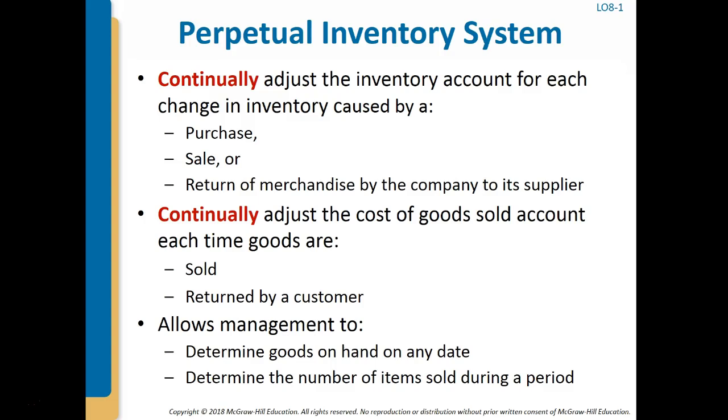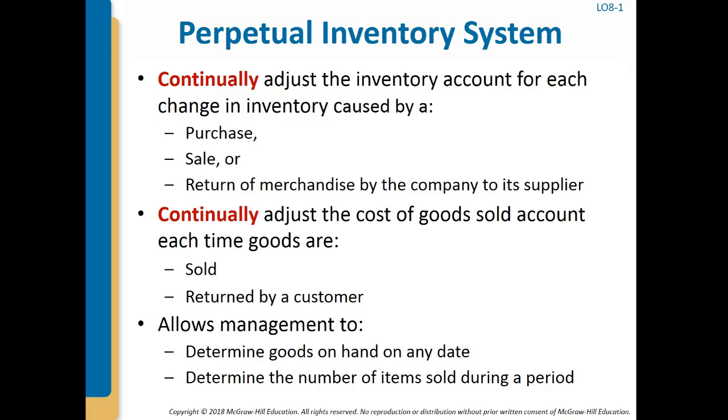The cost of goods sold account, along with the inventory account, is adjusted each time cost of goods are sold or are returned by a customer. An important feature of a perpetual system is that it's designed to track inventory quantities from their acquisition to their sale. If the system's accurate, it allows management to determine how many goods are on hand at any date without having to take a physical count.